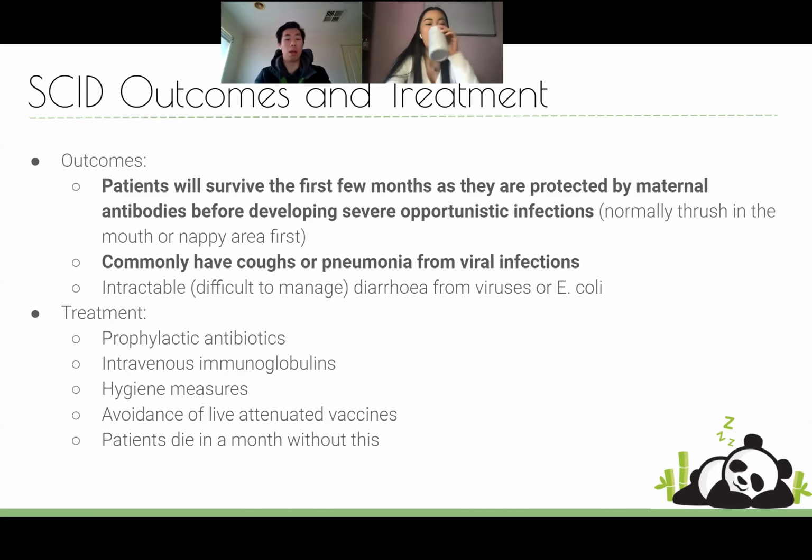You also don't give them live attenuated vaccines, just because, yes, those vaccines are definitely weakened, but these people have no immune systems, so it's not going to do any good. And they will die without this in a couple of months. So it's important that this gets treated.